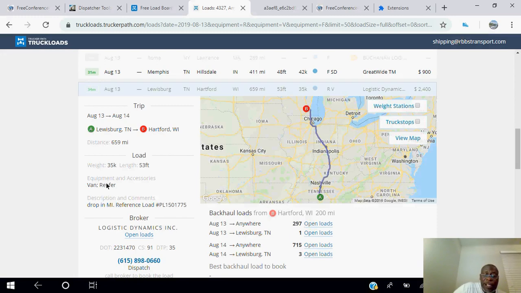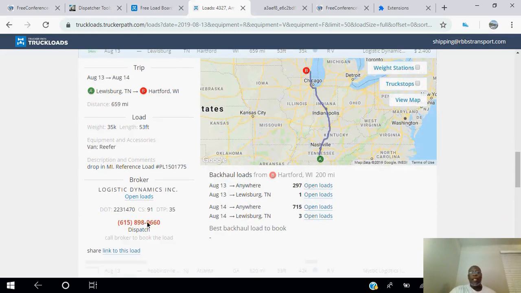It's right here underneath where it says equipment and accessories, van reefer. It has description and comments. There's your reference load number right there. So you're going to let him know that that's what you want. Now, if it does not have a load number, you're going to just explain to him where it picks up and how much money. But 9 times out of 10, it's going to have a load number. So give him the load number.